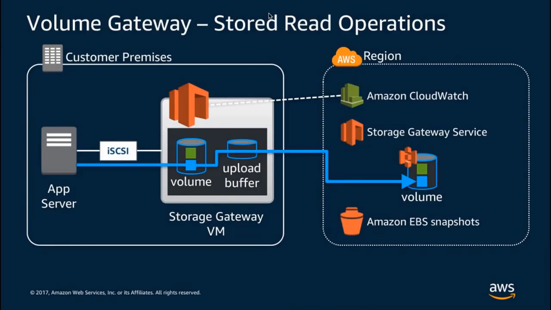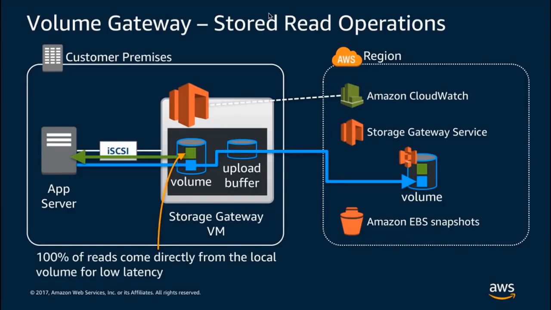Read operations work the other way. Stored gateway, in that a read operation is always going to come from your local volume because all of the data is on premises. So here in this diagram, we're reading the green block. All the data is there, so I don't need to fetch anything from the cloud. So your application gets low latency access to all of your volume.